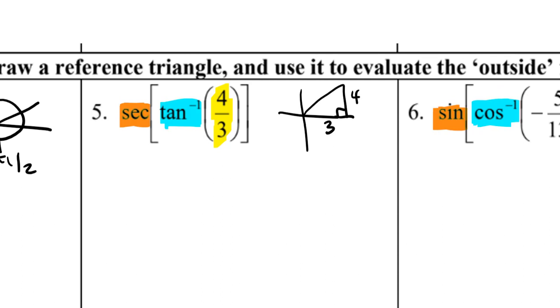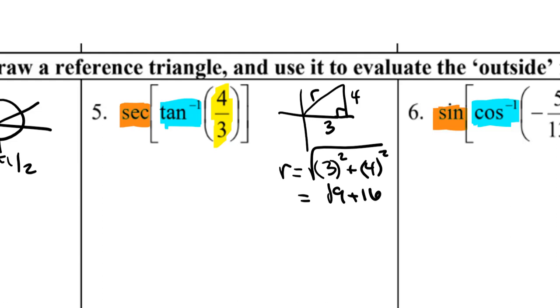Now this happens to be a Pythagorean triple, which is really nice. But in case you got stuck and you don't remember what that is, you can always use the Pythagorean theorem. So this would be r. r is going to be the square root of 3 squared plus 4 squared. When we do that, we'll have 9 plus 16, which gives us 25.